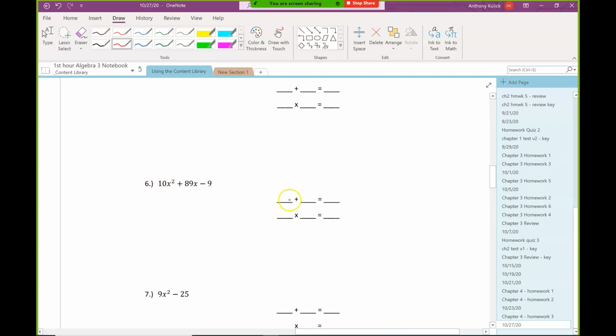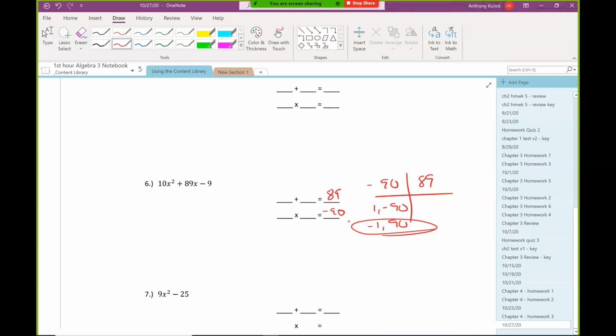So it needs to multiply to give us 10 times negative 9, that's negative 90, and add to give us positive 89. So we'll start with the multiplication problem first. For negative 90, I could have 1 and negative 90, or negative 1 and positive 90. And that's the pair that I need. Those will add to give me 89. So far, so good. Okay.